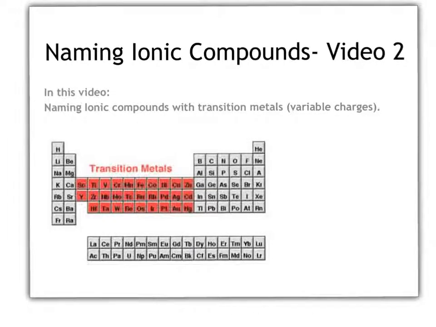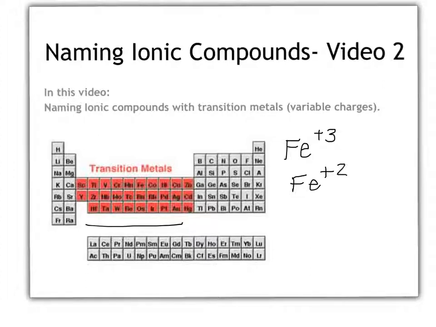Welcome to video 2 of naming ionic compounds. In this video, we're going to name ionic compounds that have transition metals. Transition metals are highlighted here in red in the middle of the periodic table. The reason they're transition metals is because they can actually have a varying number of charges. For example, iron could be something like +3, or it could be something like +2.